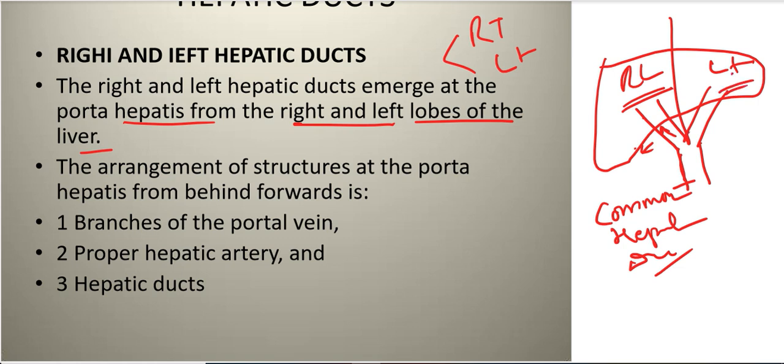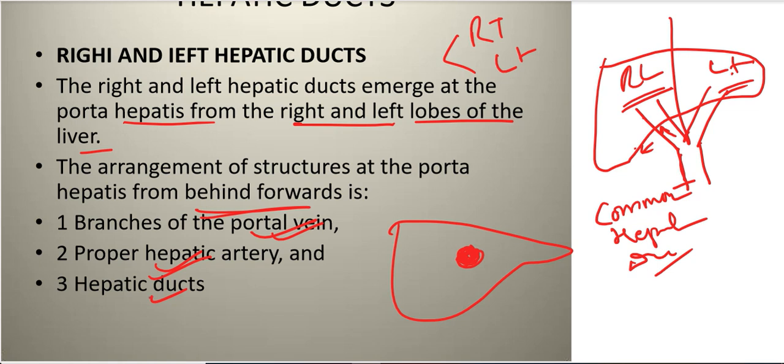The arrangement of the structures in the porta hepatis: this is the liver and this is the hepatic porta. The structures are arranged from behind to forward: portal vein, hepatic artery, and hepatic duct.